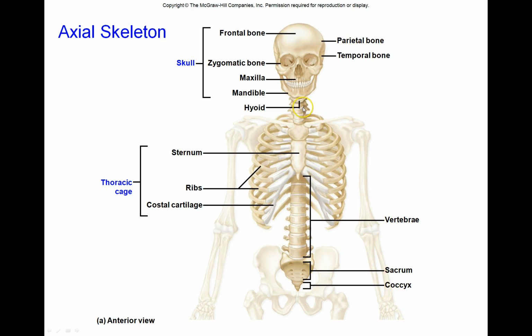The vertebral column consists of a number of regions of vertebrae, such as the cervical region in the neck, thoracic in the thoracic region connected to ribs, lumbar in the lumbar region, and then we have the single sacrum and coccyx bones located within the pelvic region.